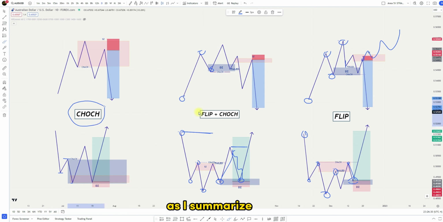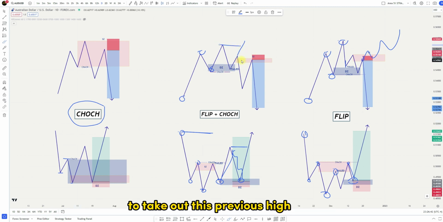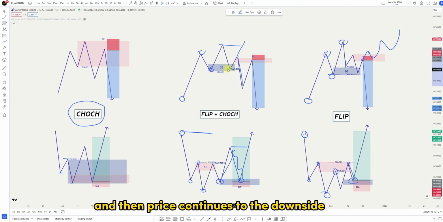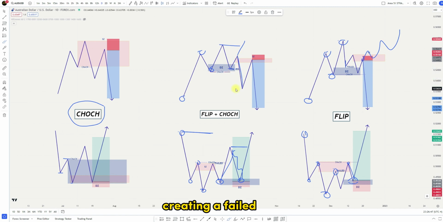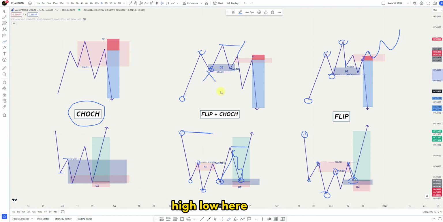The second one, as I summarize, is price creating higher highs, higher lows, higher highs, and then price comes back to react to the area of the demand zone, and then price could not create a new high to take out this previous high, and then price continues to the downside, taking out this area of reaction, creating a failed demand zone. And this is what we call flip plus change of character. Once we get the flip, we also have a change of character because price continues to the downside, taking out this higher low here, and this is what we call a flip plus change of character model.